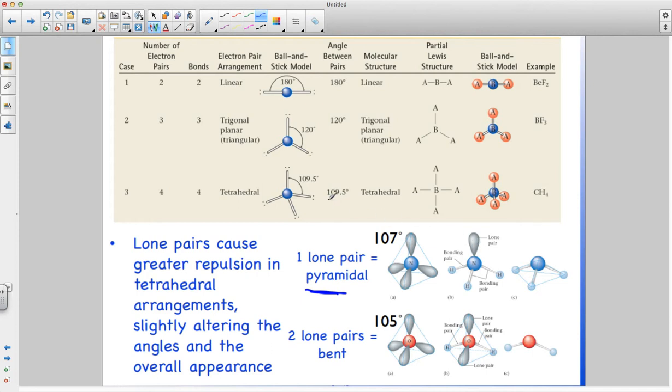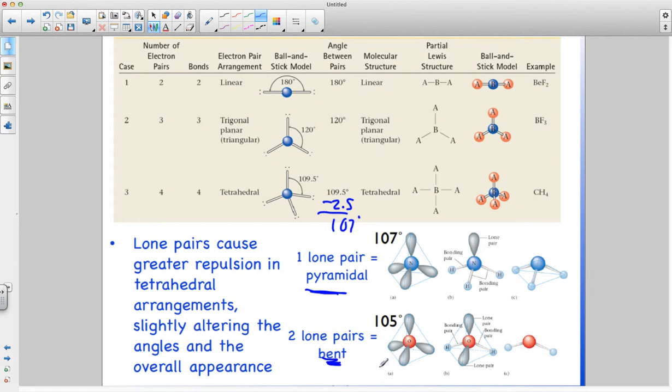Okay, so that means we take this parent structure, which is 109.5, and subtract 2.5 to get 107 degrees. So if you are looking at 3 true bonds with 1 lone pair, then we call that a trigonal pyramidal. Okay? And the last one that we have to deal with are these bent molecules.